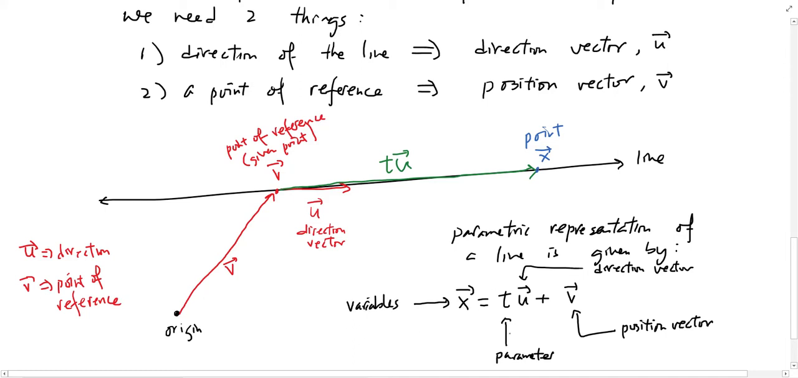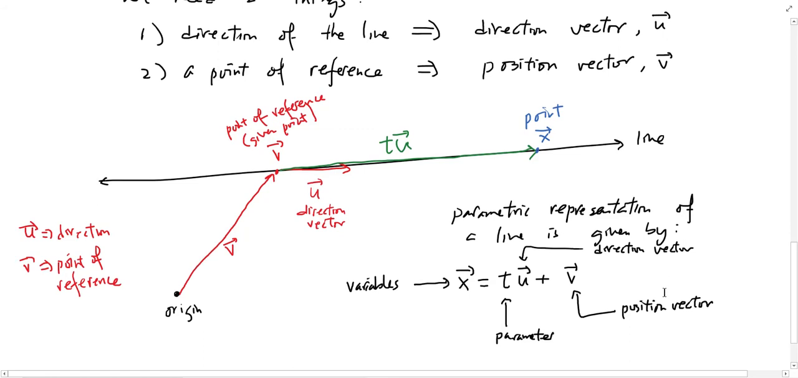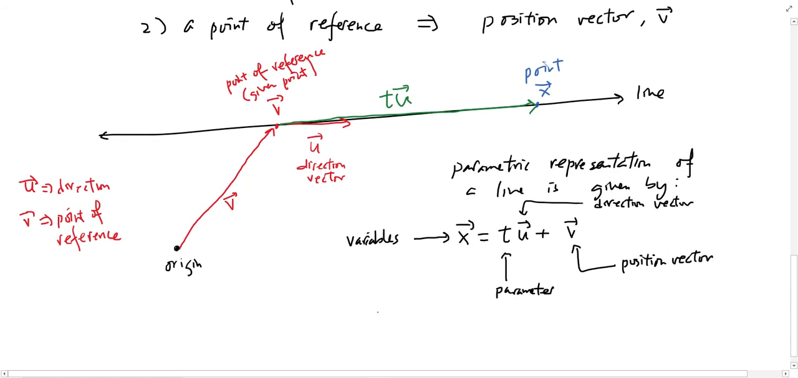And here comes the important part. How do I know what dimension this equation or this representation is going to represent for a line? Is it R1, R2, R3, R4? Well, in this case, the dimension vector x, vector u, and vector v are all in Rn. So if they are all in R3, then this representation represents a line in R3. If they're all in R2, then this parametric representation represents a line in R2.